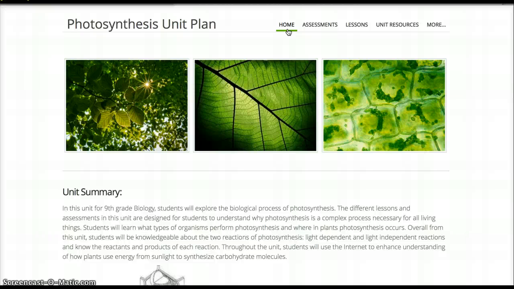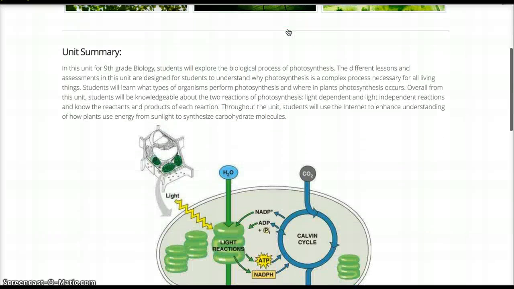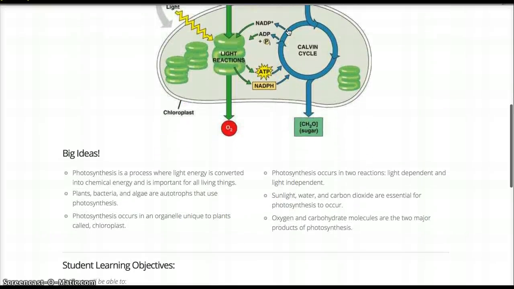Throughout the unit, students will use the internet to enhance understanding of how plants use energy from sunlight to synthesize carbohydrate molecules. And my big ideas I've included on here as well. And the biggest idea by far is that photosynthesis is a process where light energy is converted into chemical energy, and it's important for all living things. In addition to that, I have plants, bacteria, and algae are autotrophs that use photosynthesis. Photosynthesis occurs in an organelle unique to plants called chloroplasts.